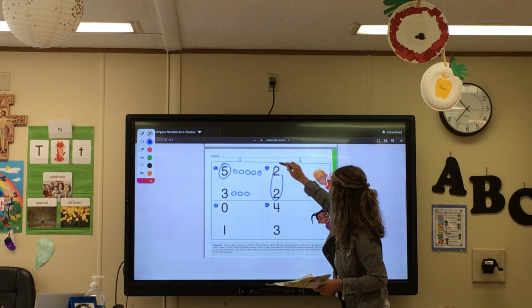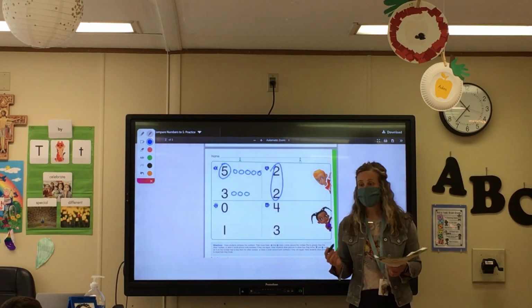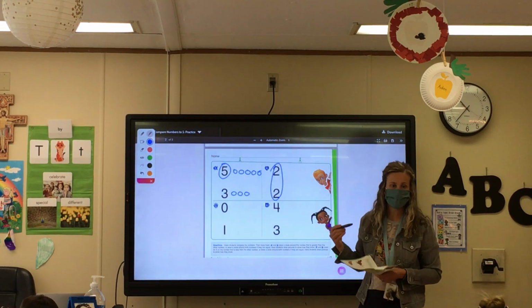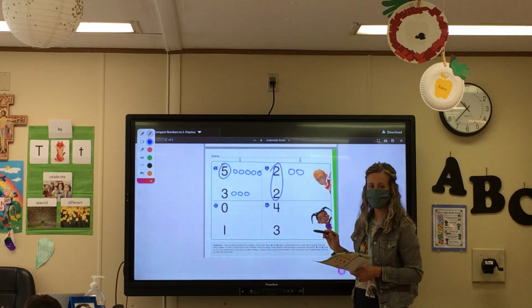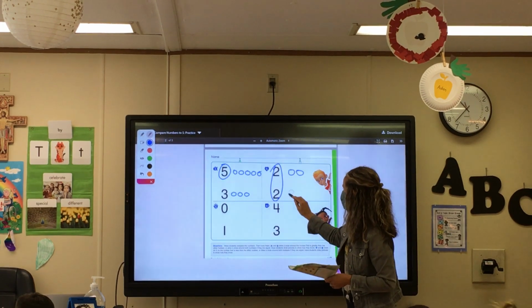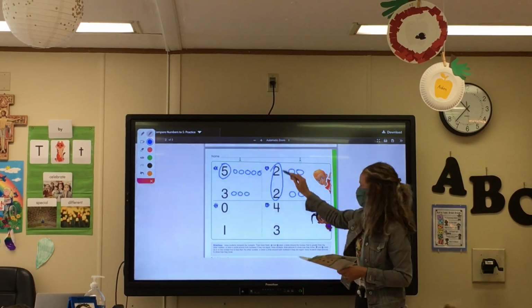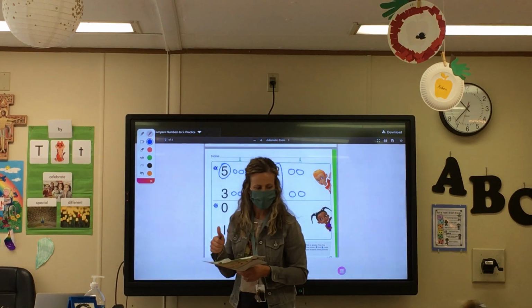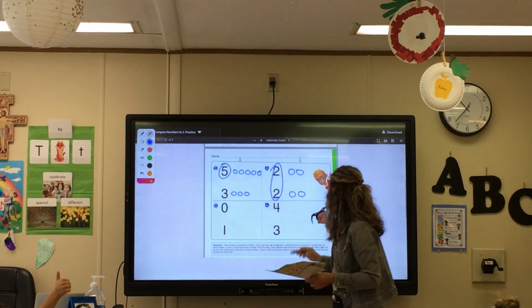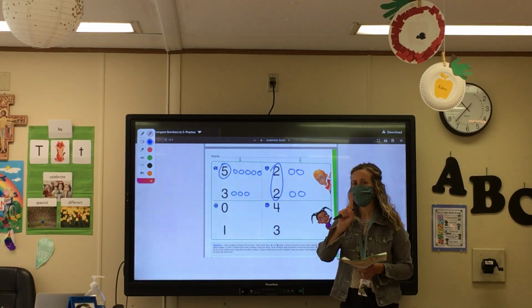Very good. So to show that with the picture, let's draw counters next to them. So I need 1, 2, and then down here, same thing. 1, 2, because they're the same number. Very good. You guys got that? Okay. All right.